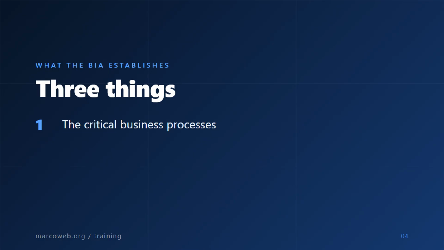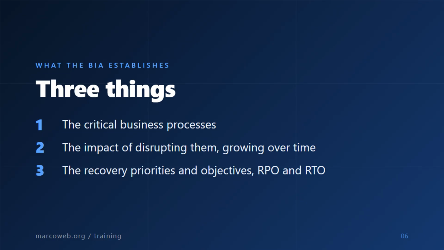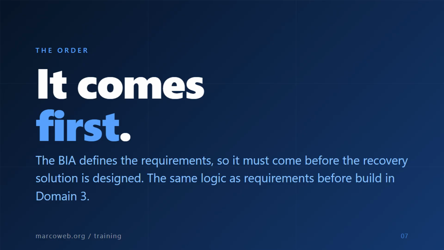First, the critical business processes, which ones actually matter. Second, the impact of disrupting them, and crucially how that impact grows over time, an hour down versus a day down. And third, from those, the recovery priorities and objectives, including the RPO and RTO we will meet in the next lesson. The BIA's output answers the questions any recovery effort must answer first: what must we recover, how fast, and in what order? Because it defines the requirements, the BIA must come first, before the recovery solution is designed.